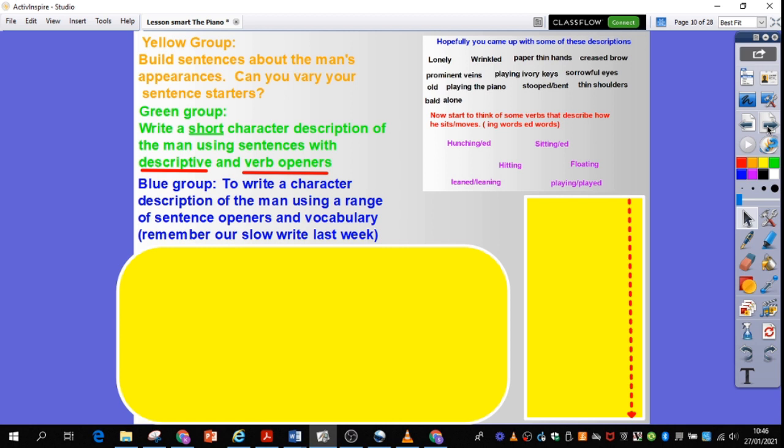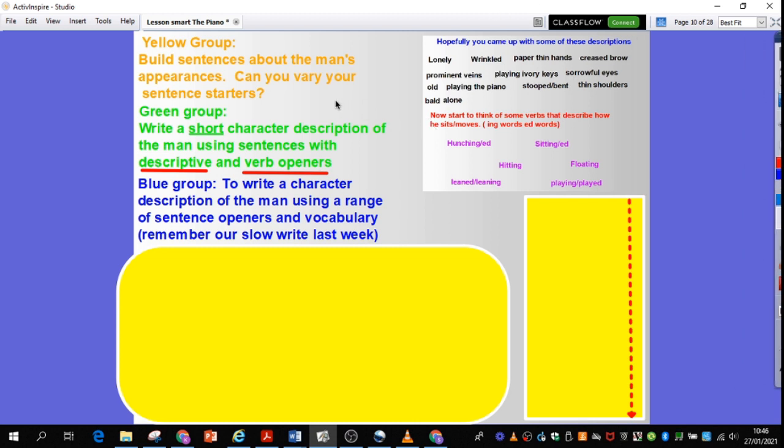Okay, so your task for today, I've split you into your groups. The yellow group, you're going to be building sentences, writing sentences about the man's appearance. Can you vary your sentence starters? Green group, you are going to write a short character description of the man using sentences with descriptive and verb openers. Now, a short character description. I'm not looking for a page, I'm looking for a paragraph.